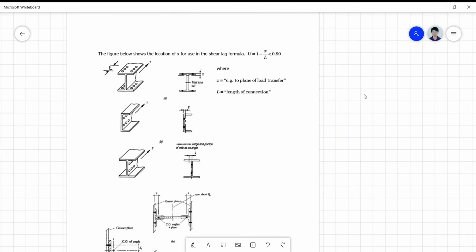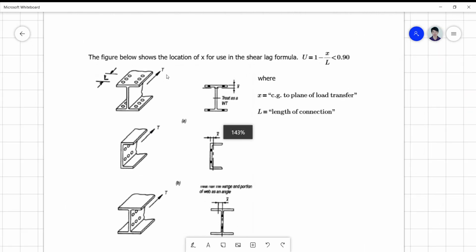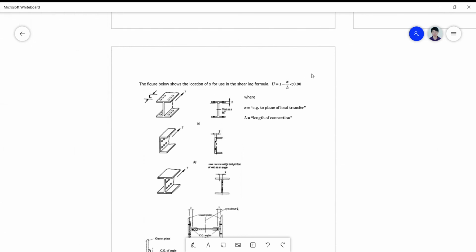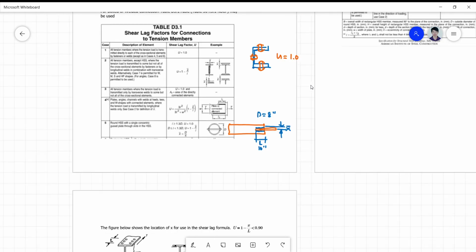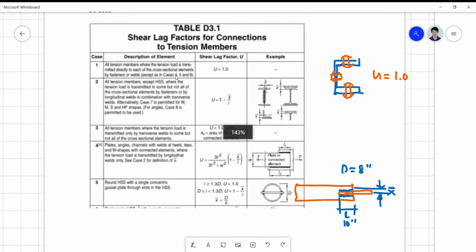Okay, so let's proceed with this one here. So the figure below shows the location of X for use in the shear lug formula. And this is the general formula in case you cannot interpret the situation on this table. And this is the number 2. So if you know number 2 formula, if you understand how number 2 works, then you might as well omit the recommendation set forth on the other cases.